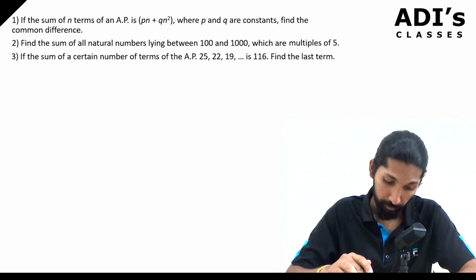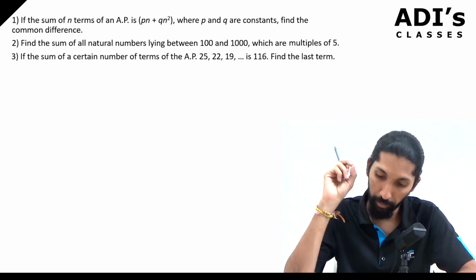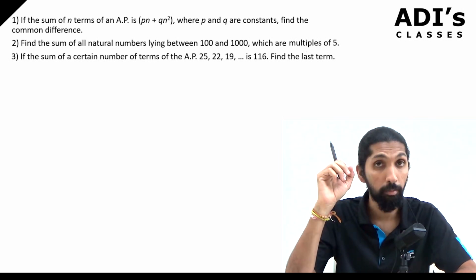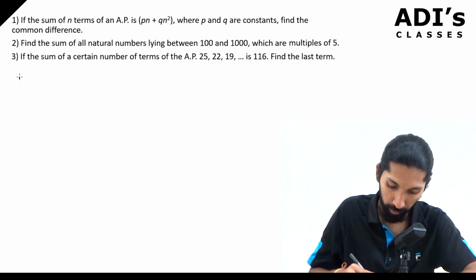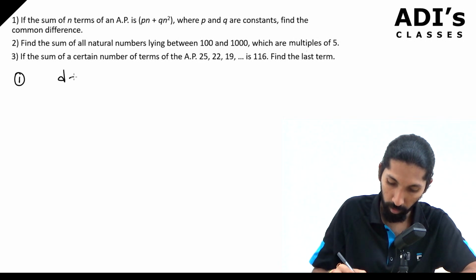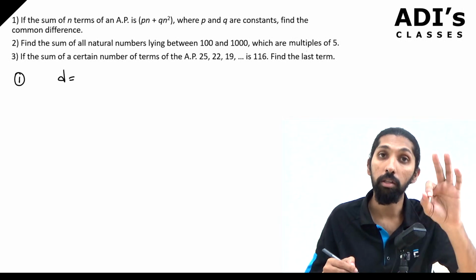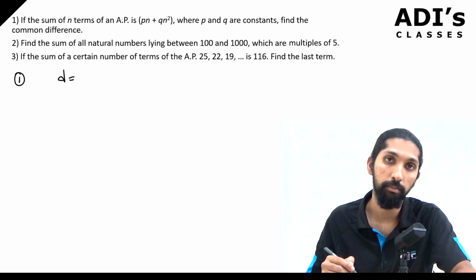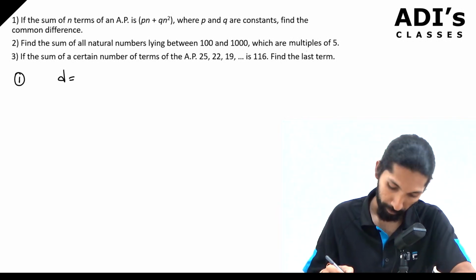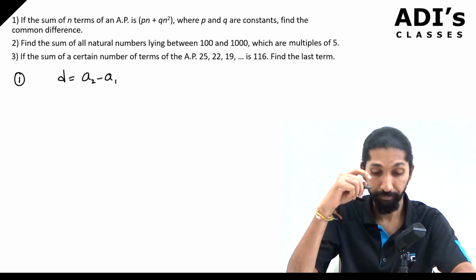Look at the first problem. If the sum of n terms of an AP is this, where P and Q are constants, find the common difference. See, common difference is what? The second term minus the first term or third term minus second term. Basically two consecutive terms, correct? Very simple. So D value is nothing but A2 minus A1.